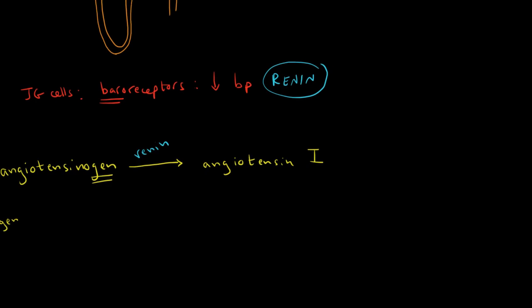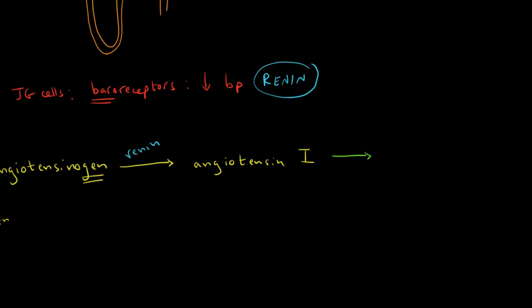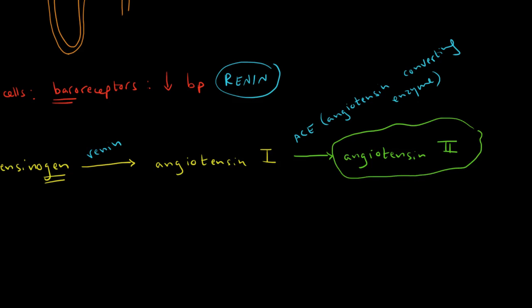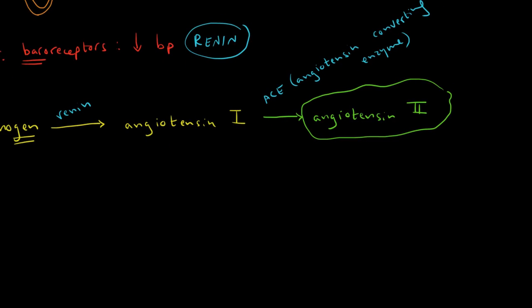Then, angiotensin 1 will be converted to angiotensin 2. And what catalyzes that reaction? Well, something else: angiotensin converting enzyme will catalyze that reaction. And finally, angiotensin 2 will actually do something about the blood pressure. What will angiotensin 2 do? It'll do three things.